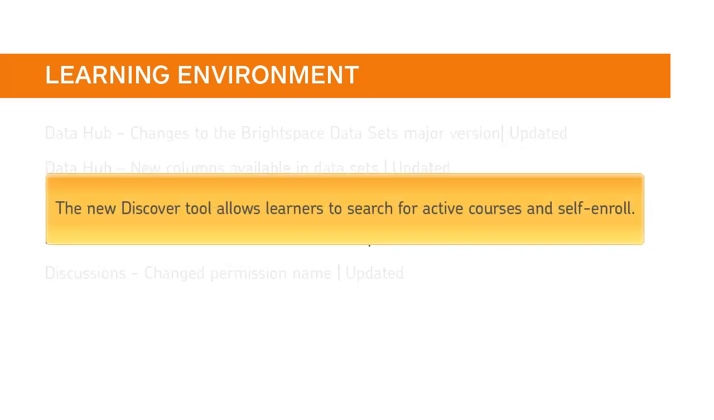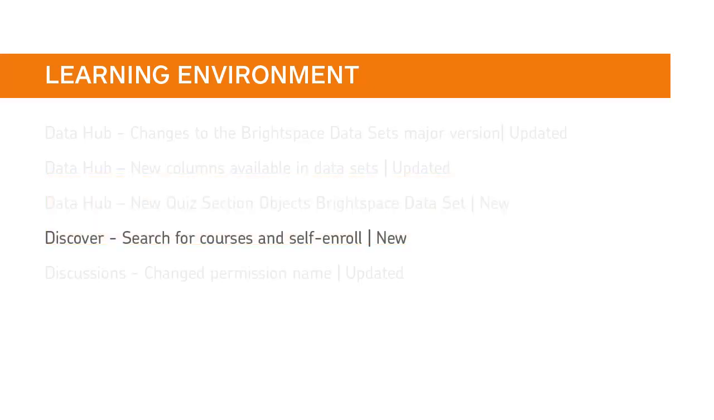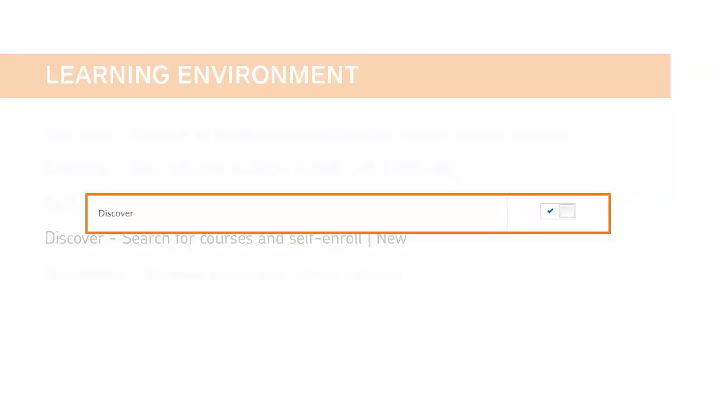The new Discover tool allows learners to search for active courses and self-enroll. Discover may be a suitable replacement for Course Catalog and the self-registration tool, depending on your institution's needs. Only courses that allow self-enrollment appear in Discover. To access Discover, Discover must be enabled in Organization Tools.